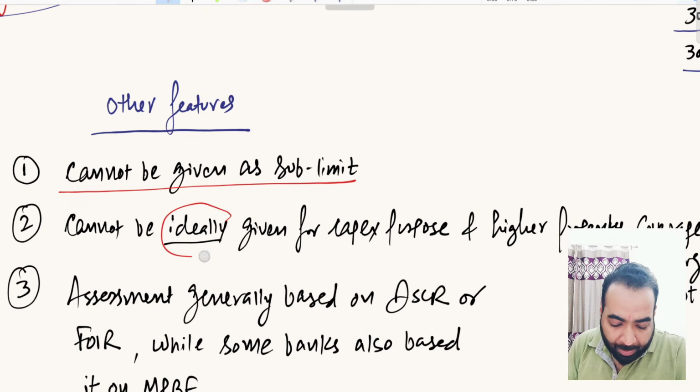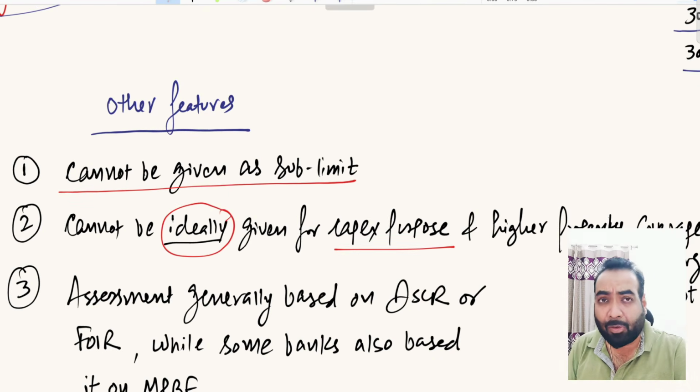This limit cannot be given for capex purpose. Ideally it cannot be given for capex purpose, but some banks are doing it, but practically they are wrong if they are sanctioning drop line overdraft for capex purpose. Because for capex purpose, your end use is pretty much clear. You make the payment towards suppliers, and your collection is basically recovery for that term loan given to you.